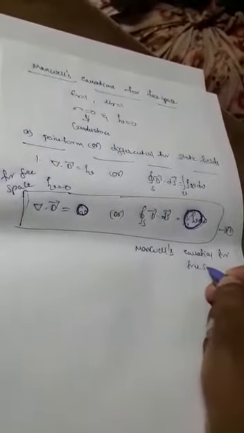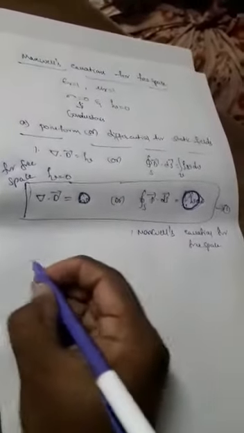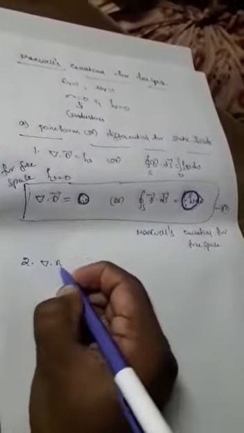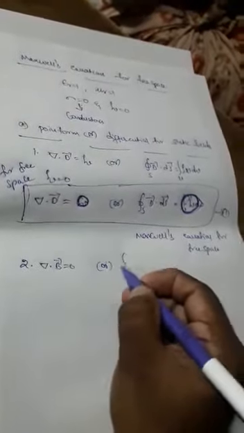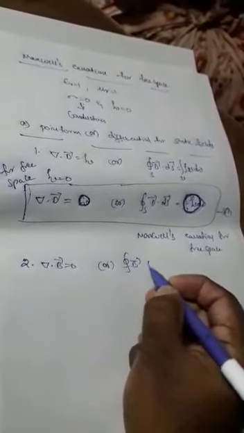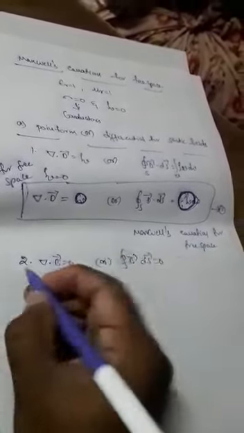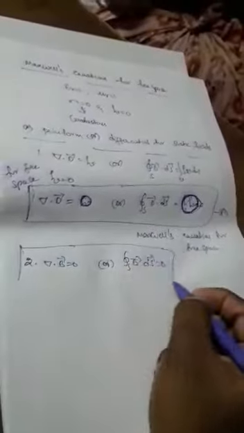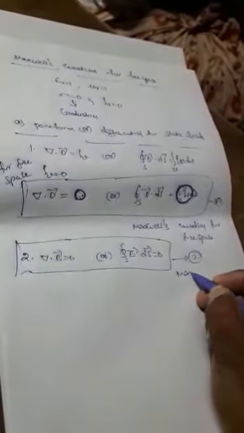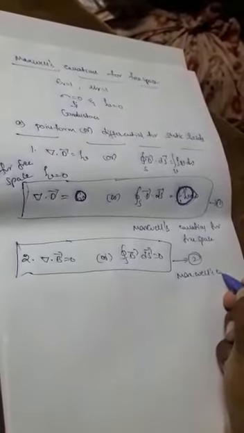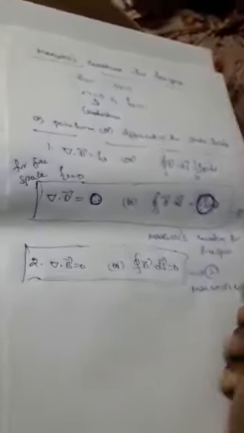First Maxwell equation. While coming to the second Maxwell equation, divergence of B bar is equal to 0 in point form or differential form, and in integral form closed surface integral of B bar dot dS bar is equal to 0, which is directly the Maxwell's equation for free space. Second Maxwell's equation for free space.